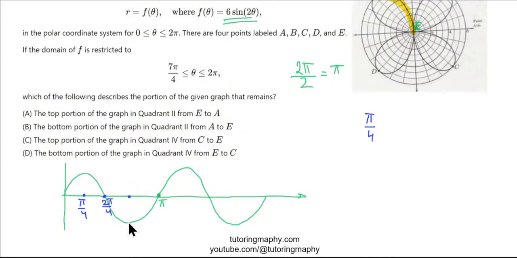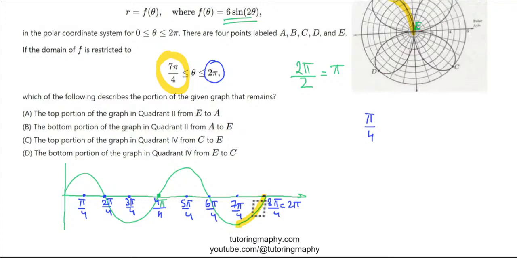The next point, which is the minima, is going to be 3 pi over 4. And the next point will be 4 pi over 4, which is anyway pi. Then the next point will be 5 pi over 4. Why am I going all the way? Because they are asking us till 2 pi, right? But I'm only at pi, so I have to mark these points. 5 pi over 4, 6 pi over 4, 7 pi over 4, and 8 pi over 4. And 8 pi over 4 is, of course, just 2 pi. So now I know that they are talking about 7 pi over 4, which is right here, and 2 pi, which is also right here. So this is the portion that they are talking about.